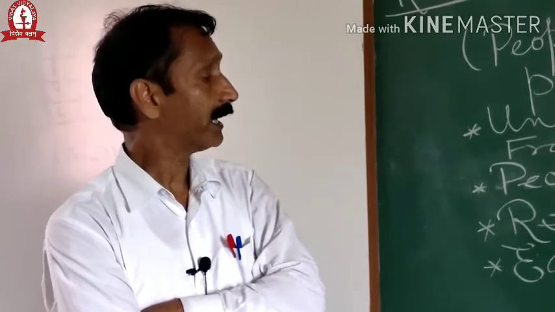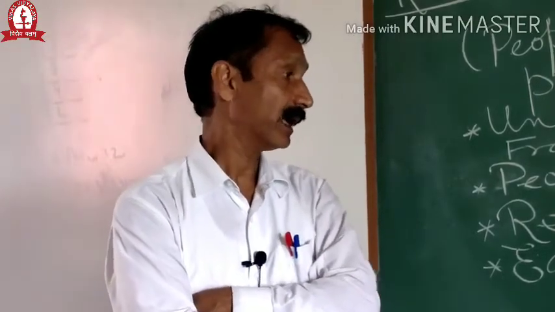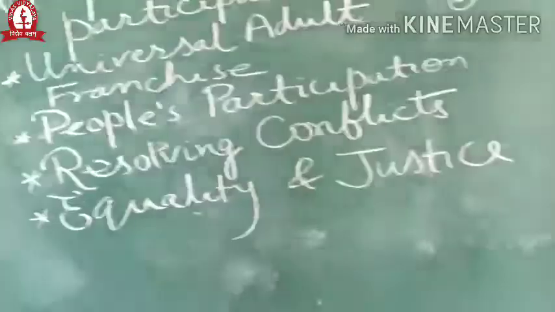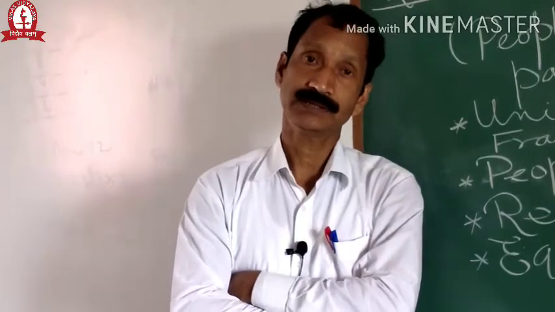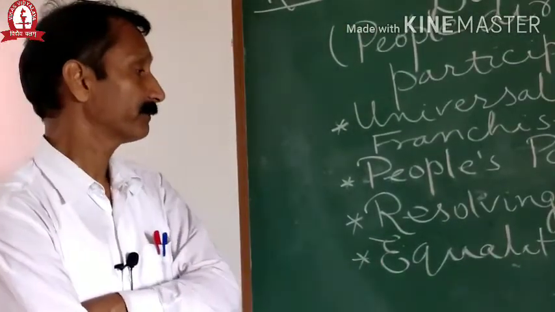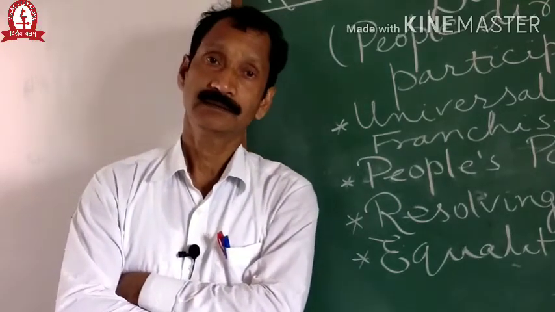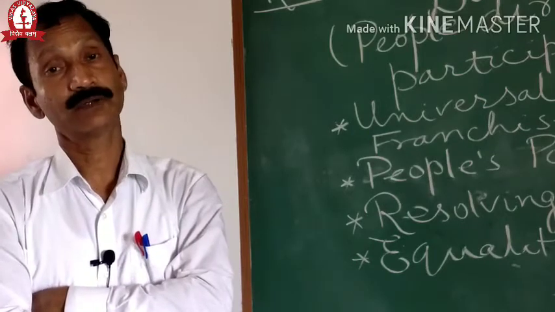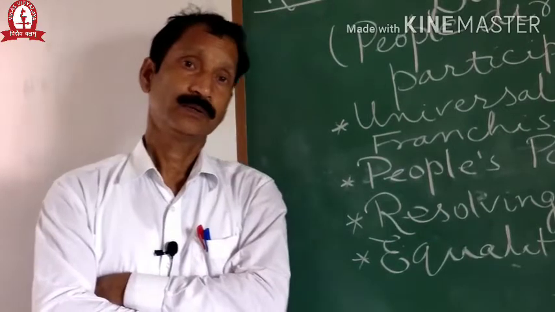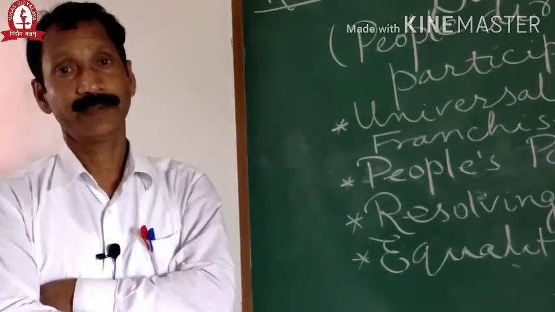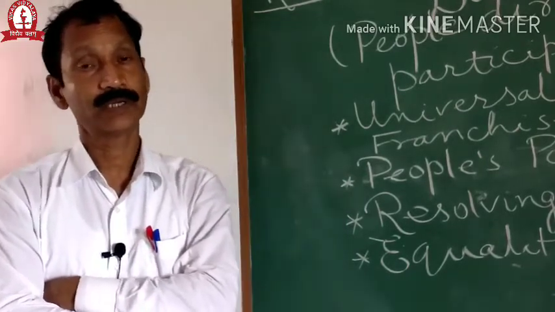Now, the last and not the least feature of democracy is equality and justice. Equality and justice are the main features of democracy. Without equality, there is no democracy. What is equality? Equality means all are equal before law. No one is above the law. Whether he may be the President of India, whether he may be a farmer, all are equal before law.